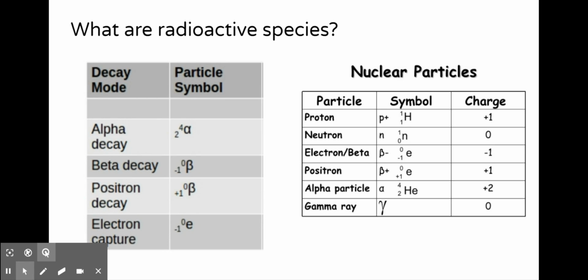What are the radioactive species? A proton, P+, or a hydrogen isotope. A neutron, just like what you see in the nucleus of the atom. An electron or beta particle, a positron or anti-beta, which is the antimatter for the electron, an alpha particle, which is the same as the helium nucleus, and the gamma ray.